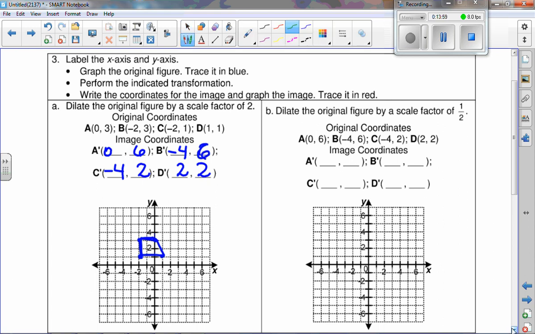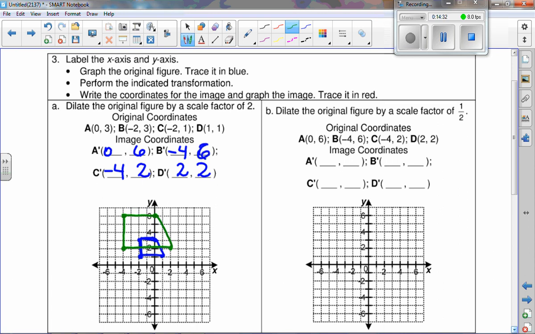So our first point is going to be 0, 6. So we go across 0 and up 6. Our second point is going to be to the left 4 and up 6. Our next point will be to the left 4 and up 2. And our last point is going to be over to the right 2 and up 2. And here is our new trapezoid that has been dilated by a scale factor of 2.